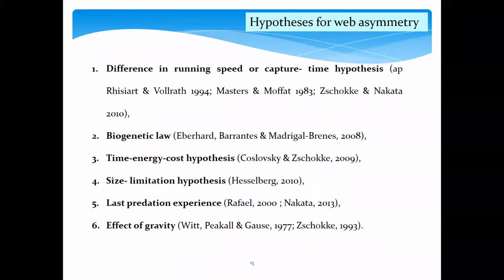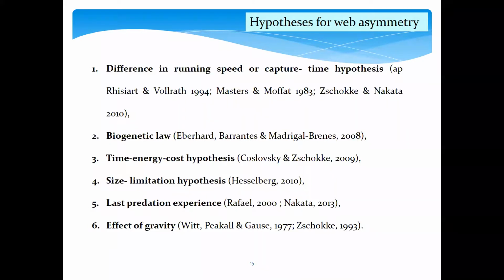Number 6 is gravity. The effect of gravity was given by Shoke in 1993 and mentioned by Witt, Pickle and Goss in 1997. They say that adult spiders have a very huge body mass. Since they are heavier, moving up to the upper web half will be more energy consuming than directly capturing prey in the lower web half. So they construct a larger lower web half so that they can conserve their energy and capture their prey efficiently.